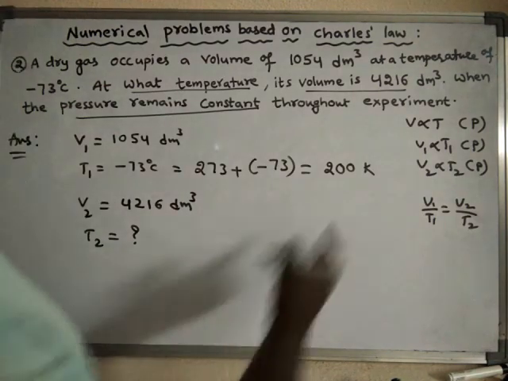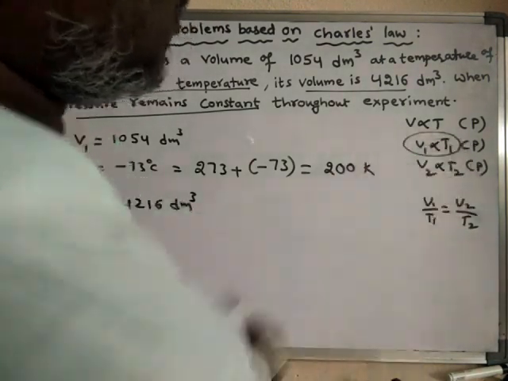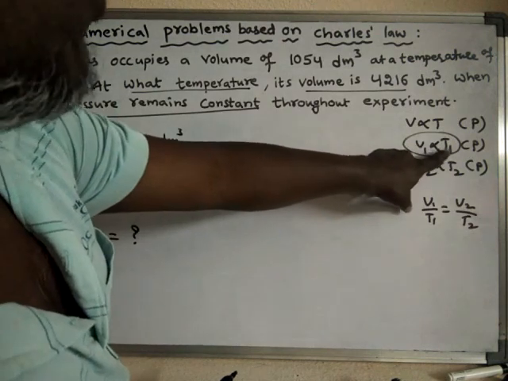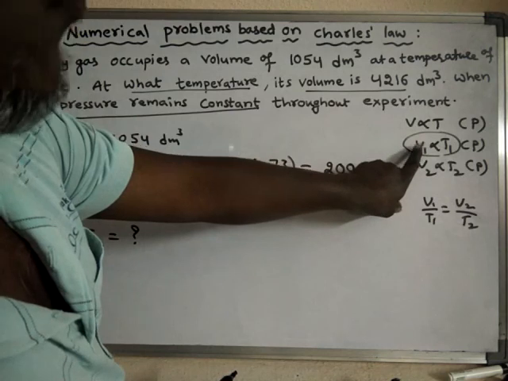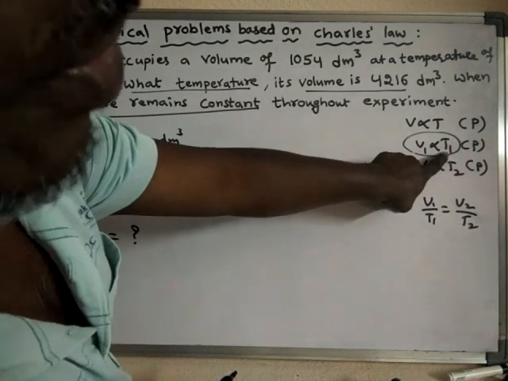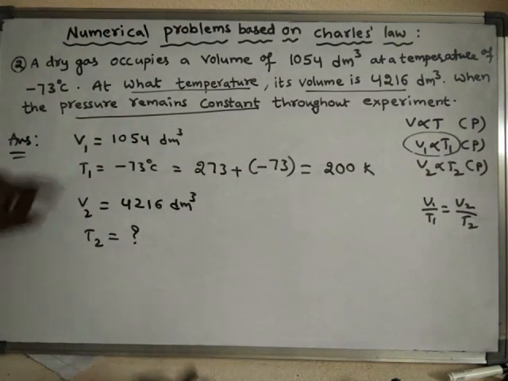From this equation, it is understood that volume is directly proportional to temperature. If temperature is increased, volume increases. If volume is increased, then temperature will be more. See, here what has happened?